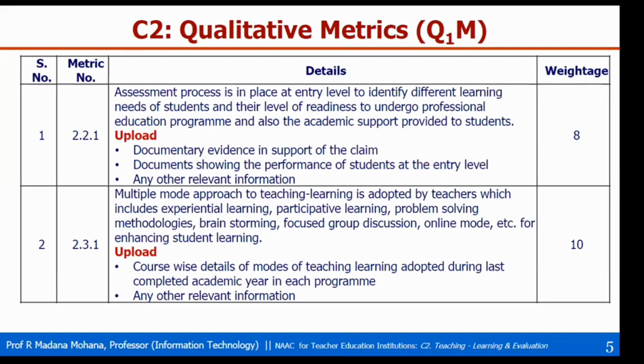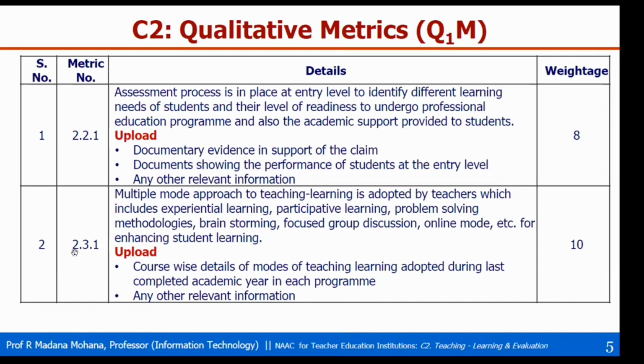Why? Because in the portal also, it takes a maximum of 5 MB size only for each file. If it exceeds 5 MB, you compulsorily have to upload on the college website, and that link you have to provide here. You have to maintain the similar thing for all the metrics, qualitative as well as quantitative. So that is 2.2.1.